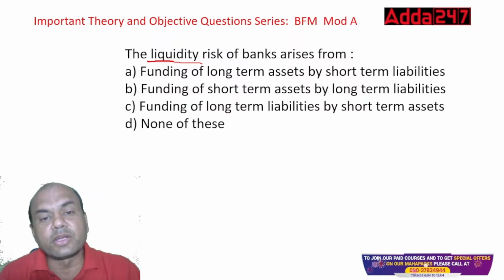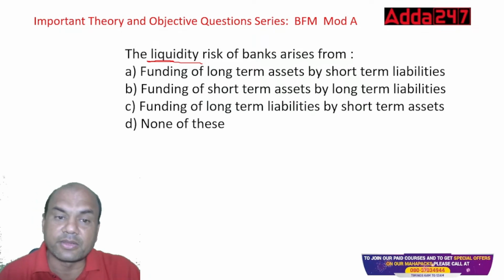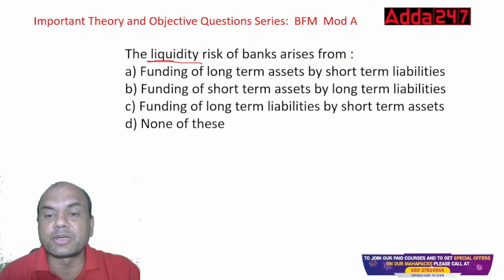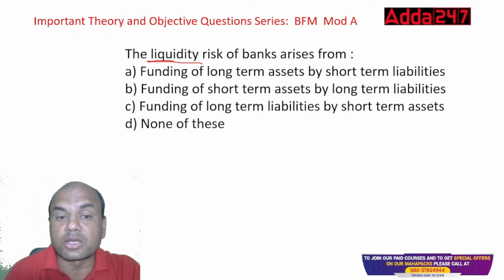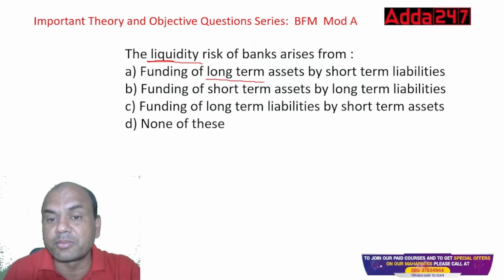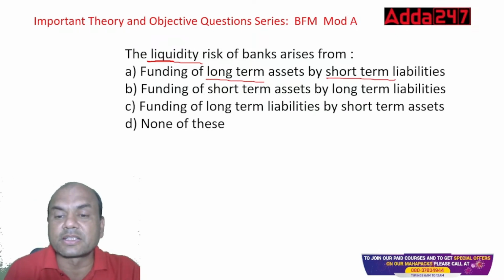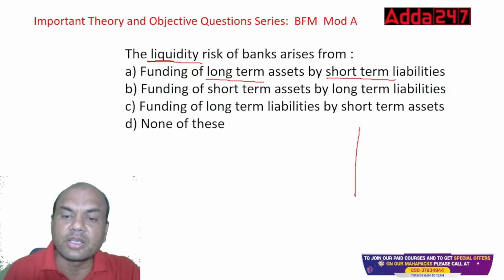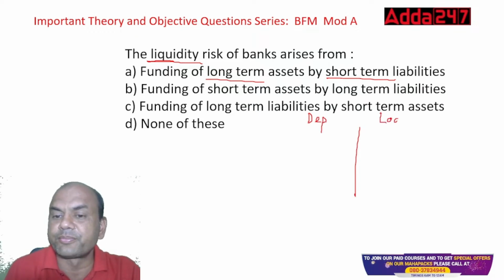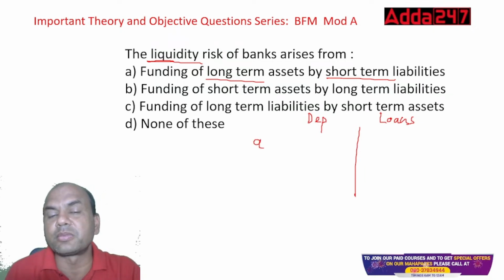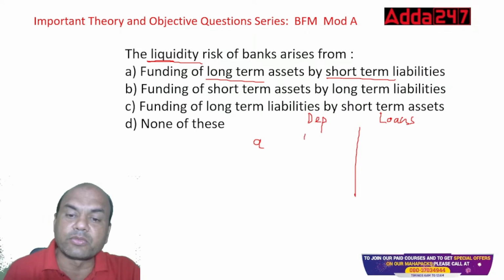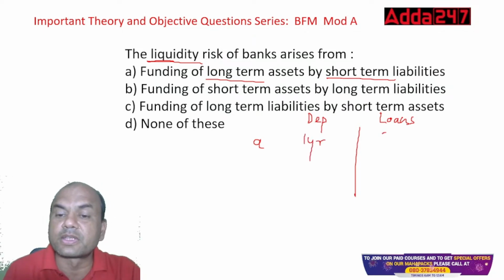So this liquidity risk of the bank arises from number one, funding of long-term assets by short-term liabilities. What do you mean by this? Let's consider all these cases. Let's say this is deposits. Here, liabilities means deposits. Assets means loans. Now, case number A. Funding of long-term assets by short-term liabilities. Means I'm having a deposit of 1 year and I'm giving a loan of 3 years. Will this create a liquidity risk for me?